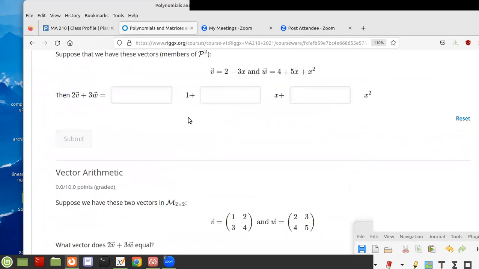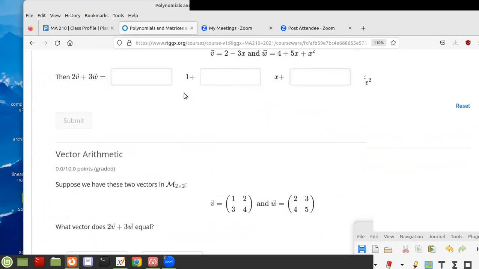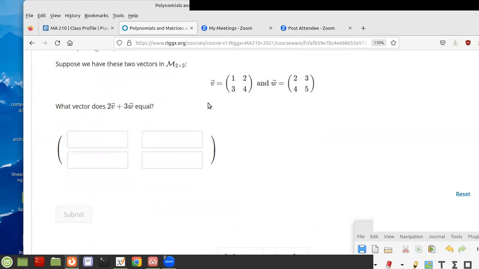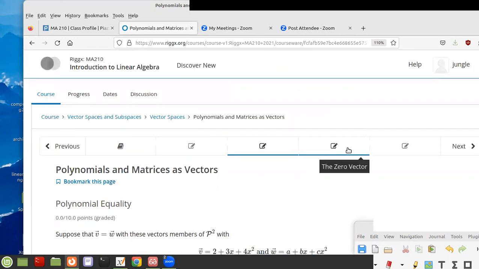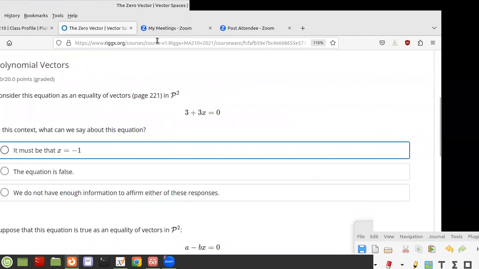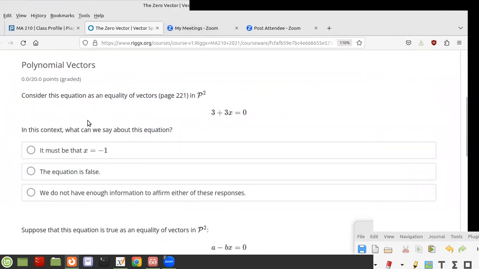That's just a test. Here's some vector arithmetic. Adding 2 polynomial vectors. Here's adding two matrices thought of as vectors. The zero vector. Okay, here's the question. Consider this equation as an equality of vectors: 3 plus 3x equals 0. In this context, what can we say about this equation?